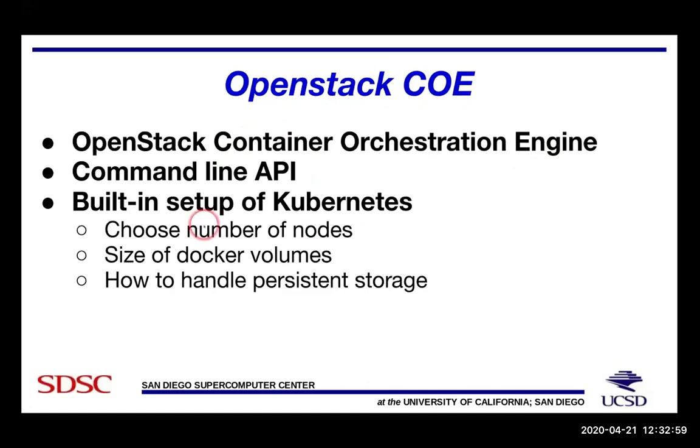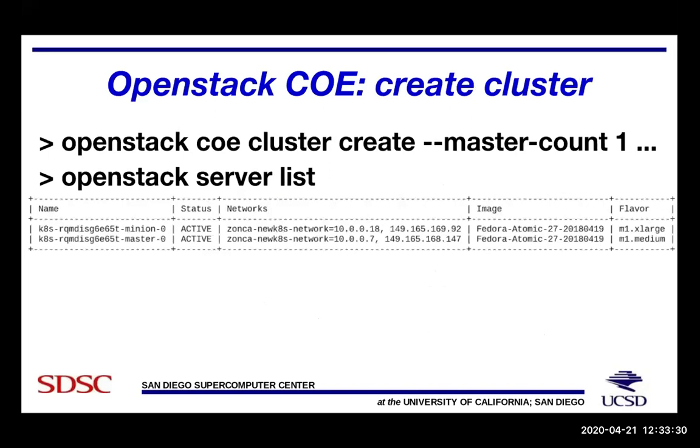Basically, what you can do is choose the number of master nodes and the number of worker nodes. There are a few more configuration options based on the size or the flavor of the machines that you want to use, so extra large machines or smaller machines, and then how you want to handle the persistent storage. For all the details, please refer to my blog post.